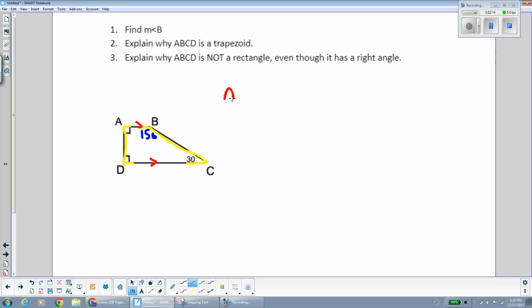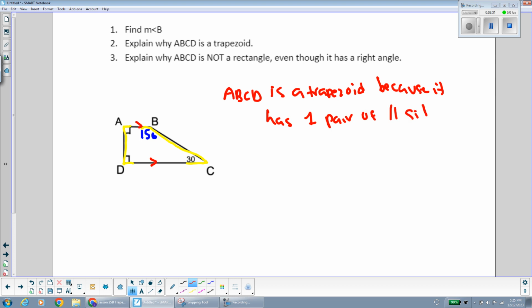So ABCD is a trapezoid because it has one pair of parallel sides.